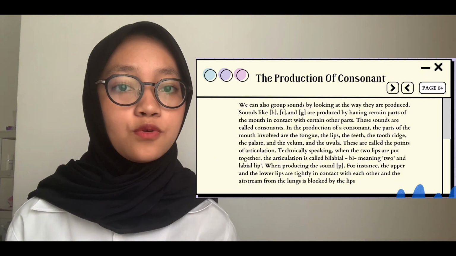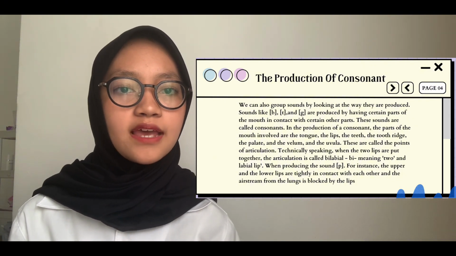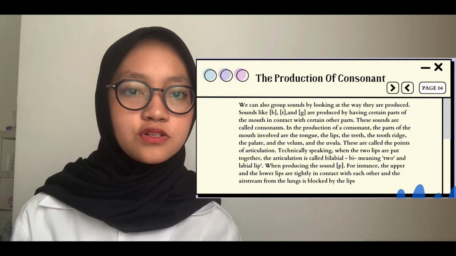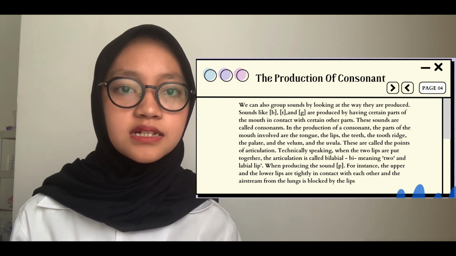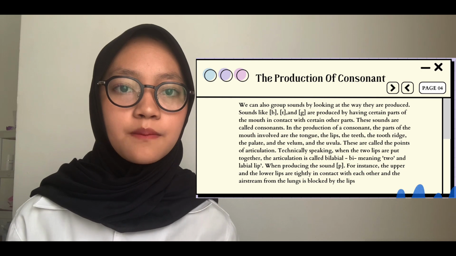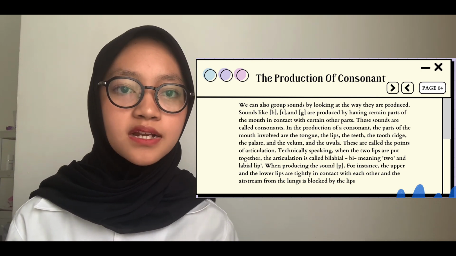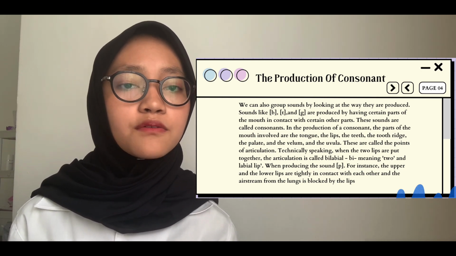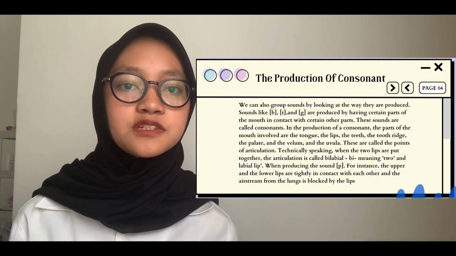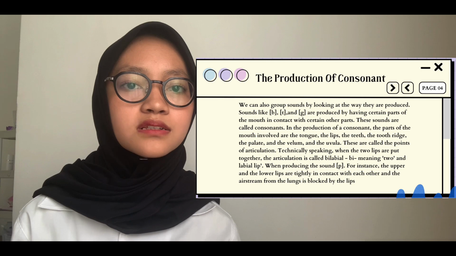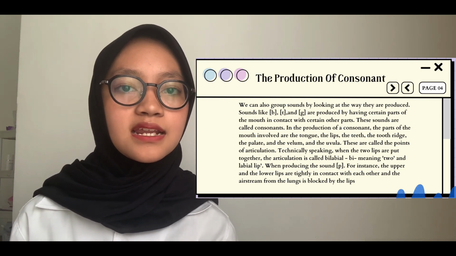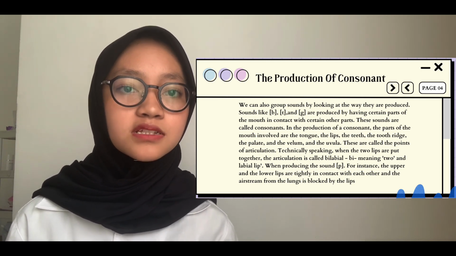We can also group sounds by looking at the way they are produced. Sounds like b, t, and g are produced by having certain parts of the mouth in contact with certain other parts. These sounds are called consonants. The second is the production of a consonant.